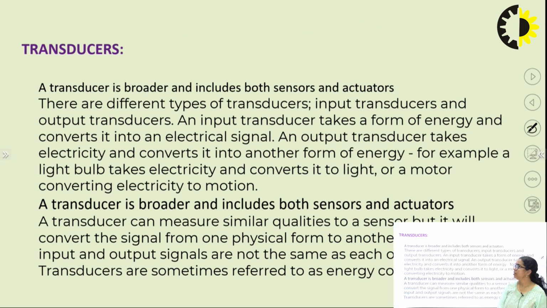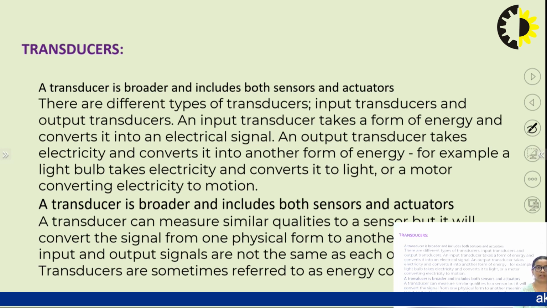Another type of sensor is the transducer. A transducer is broader and includes both sensors and actuators. A transducer can measure similar quantities to a sensor, but it will convert the signal from one physical form to another meaningful form, meaning their input and output signals are not the same as each other. A transducer includes sensors and actuators. There are different types of transducers: input transducers and output transducers.